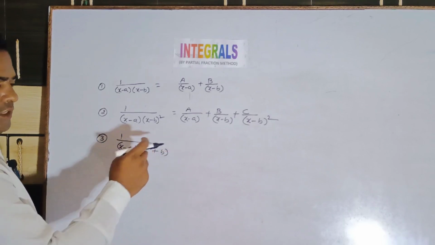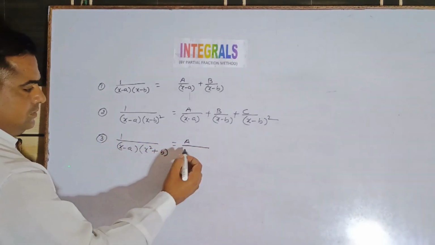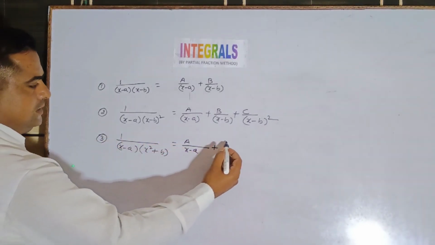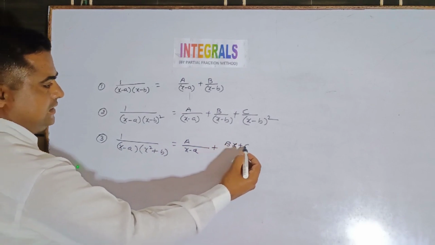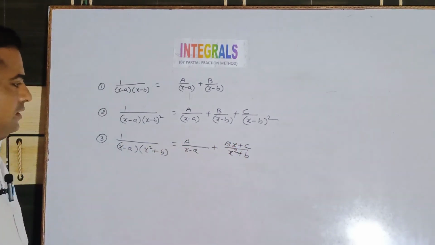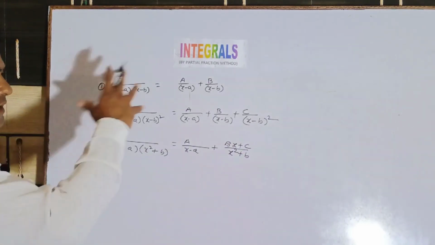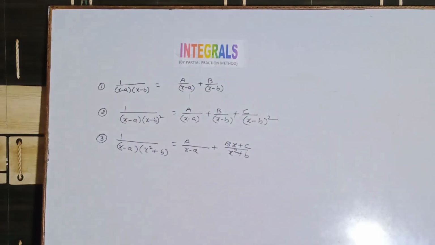So we can see here this is a quadratic polynomial. So we will break it as A upon x minus a plus (Bx plus C) upon x square plus b. Students, now we will do some numericals. Then you can do these type of questions.